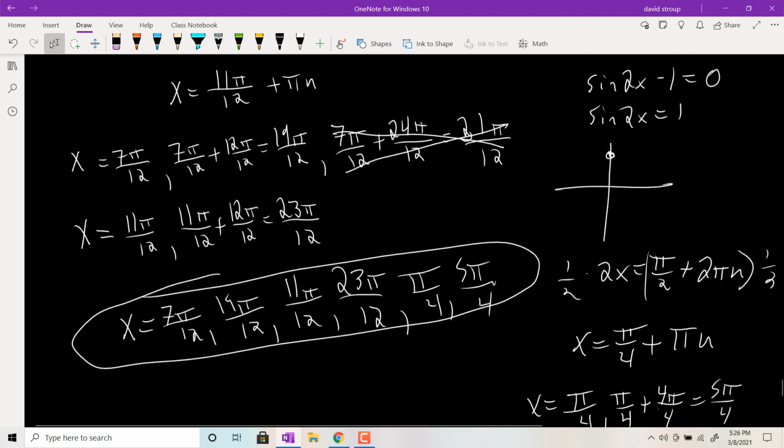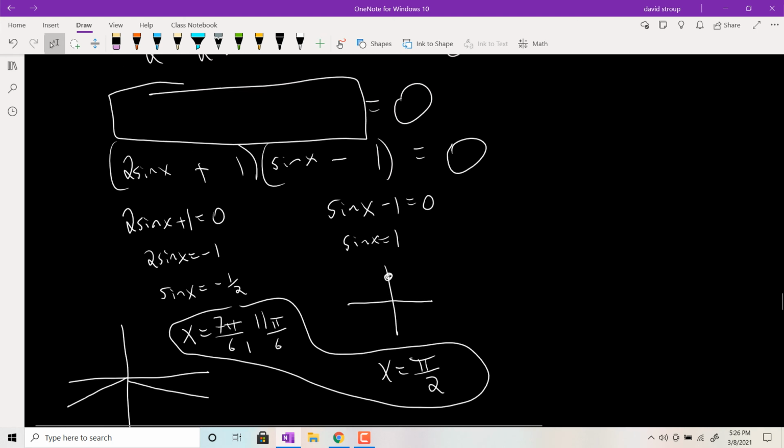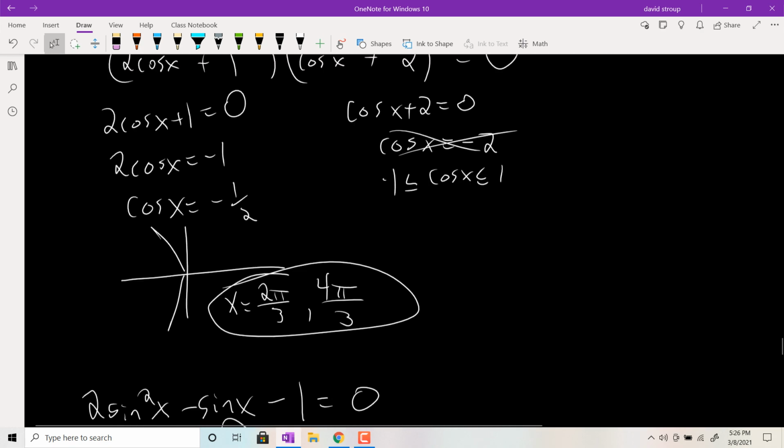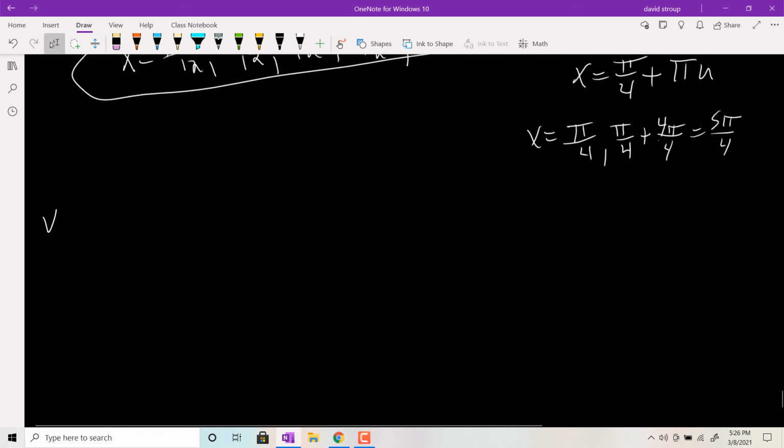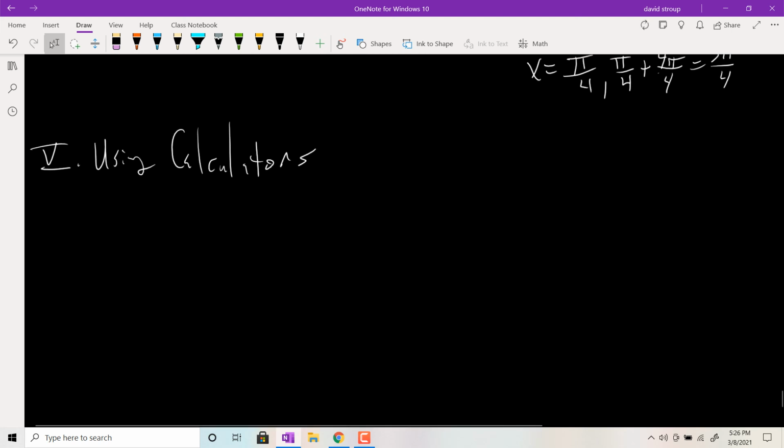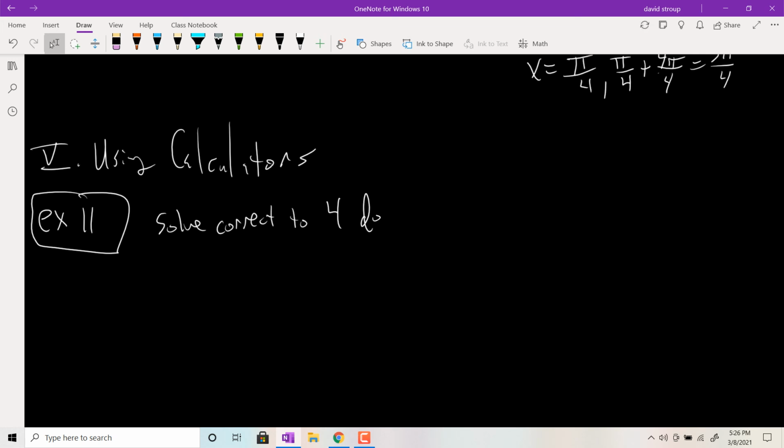Okay, the last topic in here is on calculators, using your calculator to answer these questions. This is section 5. Obviously on a test, I will tell you whether or not I want you to use a calculator to solve. So let's look at example 11. Solve correct to 4 decimals. And we're working on the interval from 0 to 2 pi, as usual.